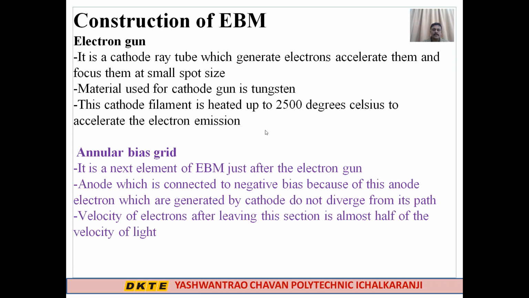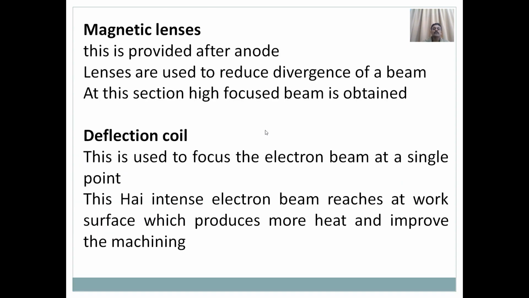It does not allow the electron beam that is generated to diverge. Now the magnetic lenses. As usual, what is the use of magnetic lenses? Lenses are used to reduce the divergence of the beam.